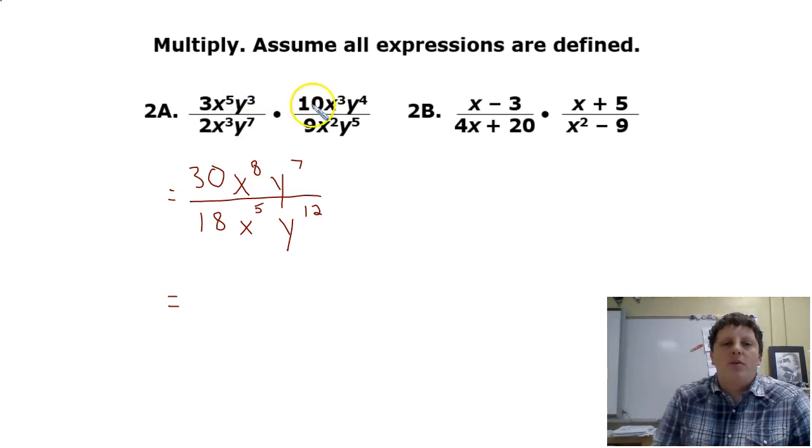At this point, I've multiplied numerator times numerator, denominator times denominator, and now I'll start simplifying things. I want to know what goes into both 30 and 18. Well, I know that 6 goes into 30 and 18, so let's try that. 6 goes into 30 5 times, and 6 goes into 18 3 times. So we got 5 over 3, and that's as reduced as that's going to get. With the variables, I'm going to subtract towards the larger number. So 8 minus 5 is 3, and 12 minus 7 is 5, and I'll put it on the side of the fraction bar where the biggest number is. So my final answer is going to be 5 x to the third, because 8 minus 5 is 3, over 3 y to the fifth, because 12 minus 7 is 5.